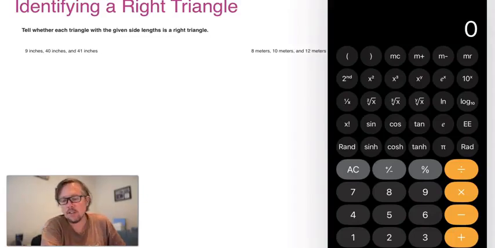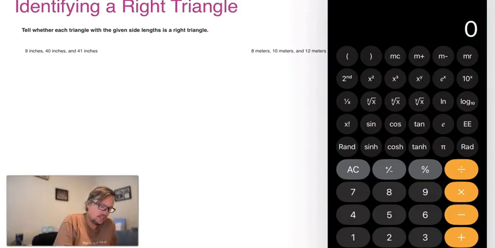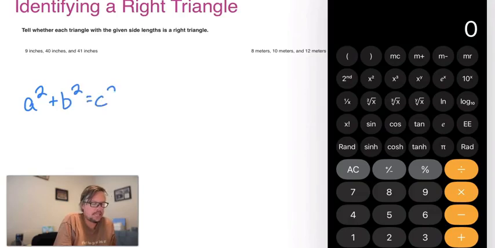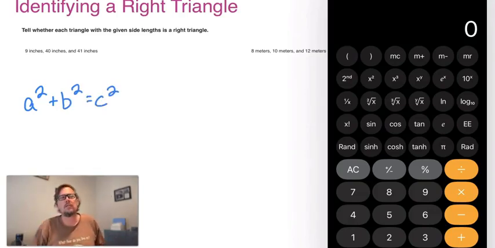The Pythagorean theorem says that if you have a right triangle, then a squared plus b squared equals c squared. Okay, that's what the Pythagorean theorem says. The Pythagorean theorem only works with a right triangle.